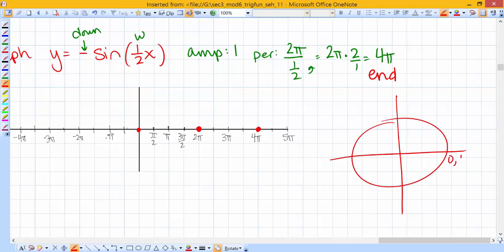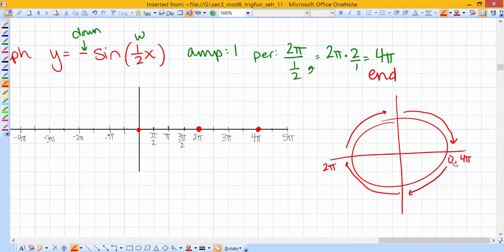So we start at 0, and we end at 4 pi. So this is one full revolution of the object. We're going to start in the downward direction. So we have 4 areas that we're going to be graphing. I started by putting the start, and then the end. Then I put the middle. Halfway through is 2 pi.